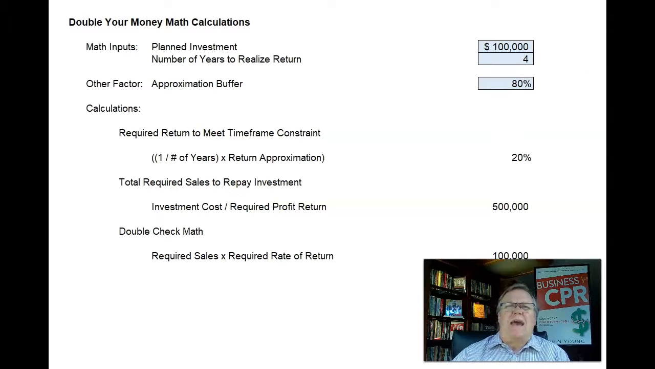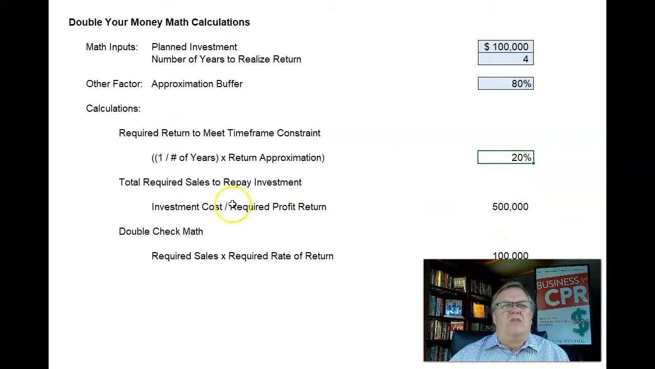So the first piece of math you do is you calculate what is your profit return. Your profit return is a function of dividing 1 by the number of years you want to return that, and then you multiply it against this approximation factor. So it looks like this. You have to take 1 divided by 4 times 80%. That's going to give you this 20% return.